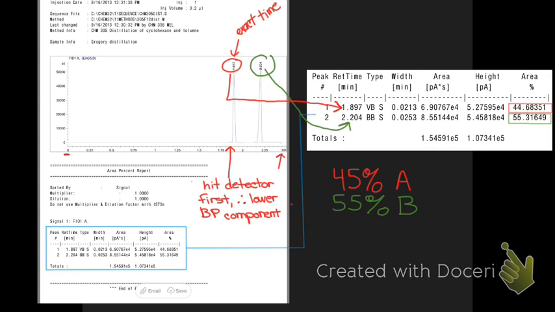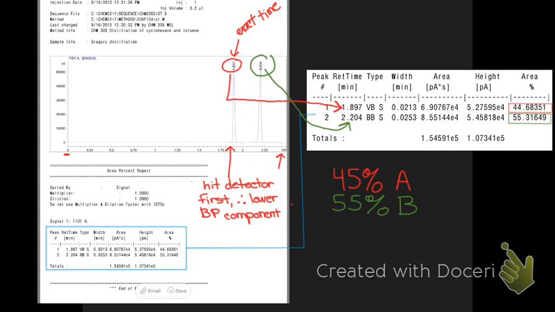Hopefully what your charts look like is you have one peak that's really, really big compared to the other. So you're going to have not 45-55, but hopefully 80% something, or 90 or 95% something. And that is what you're going to be reporting. So you need to know the retention time so that you can tell which is cyclohexane and which signal is toluene, and then you're just going to report those percent areas. So I hope this makes sense.